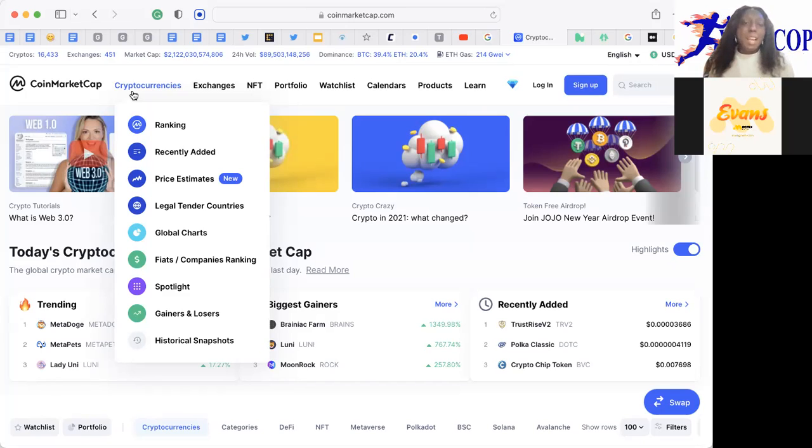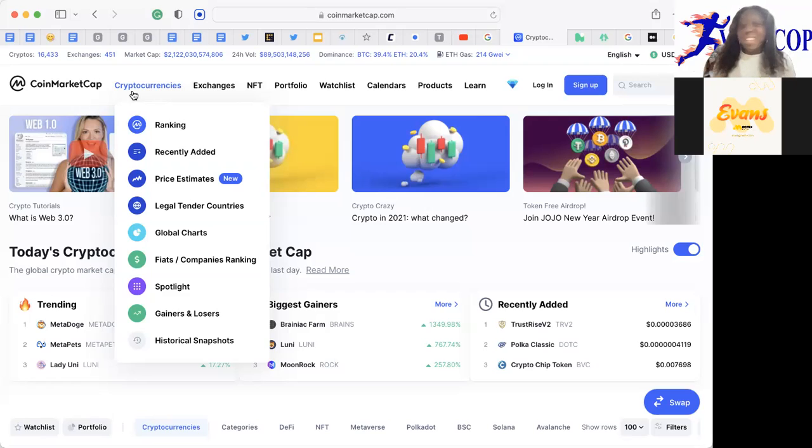But CoinMarketCap, if you're new in this space, should be like your dictionary. The way when you find a tough word and you want to look for the meaning, you go to your dictionary and search. CoinMarketCap and CoinGecko should be your one stop for checking first.